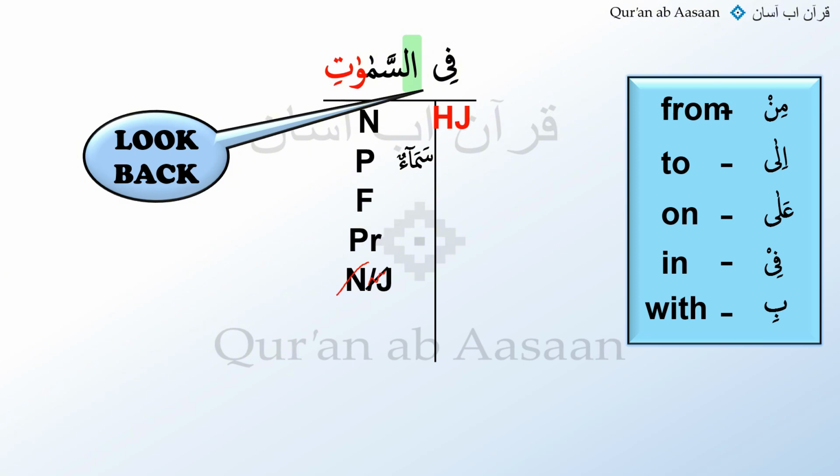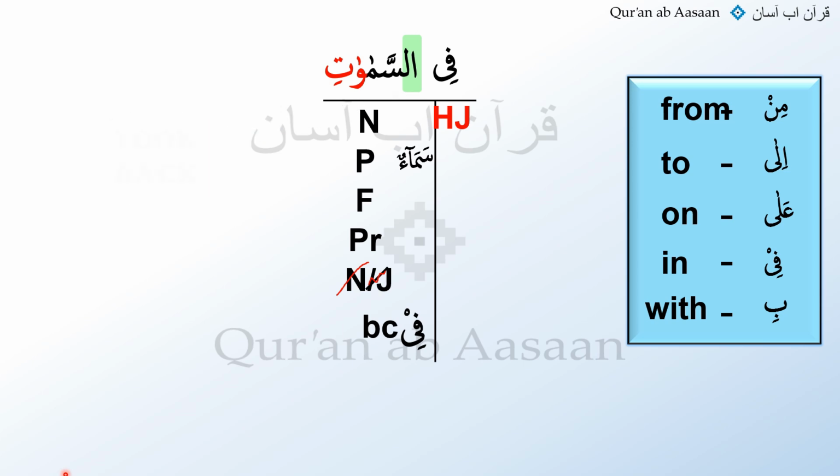Okay. So the nasb is going to be crossed off, and the reason for it to be in jar is because of fi. Excellent. How are we going to say it now? Noun, plural of sama'un, female, proper, nasb jar because of fi. Okay, that's how we'd be saying it in the analysis. And now to translate it.